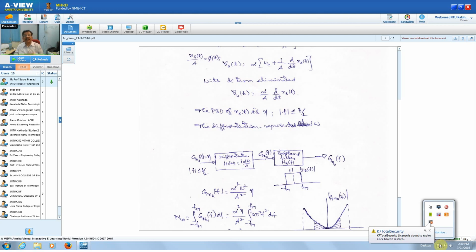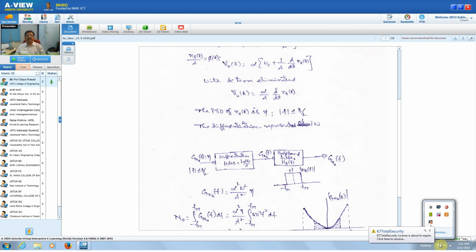This is the N0 that we are going to have. So this is the power spectral density Gn0 of f, which is going to be equal to alpha square omega square by A square into eta. Therefore, the noise power that we are going to have is the integral of this power spectral density over the range minus fm to fm, because we have the baseband filter having the frequency response from minus fm to fm.